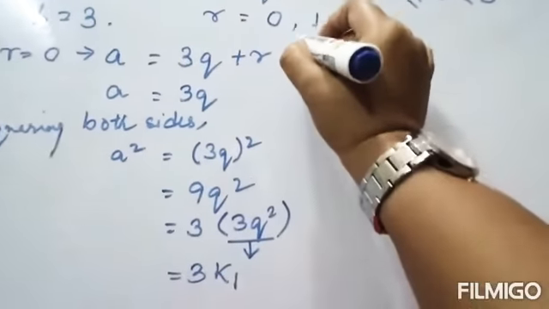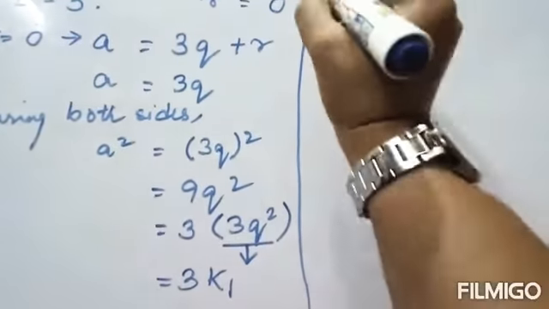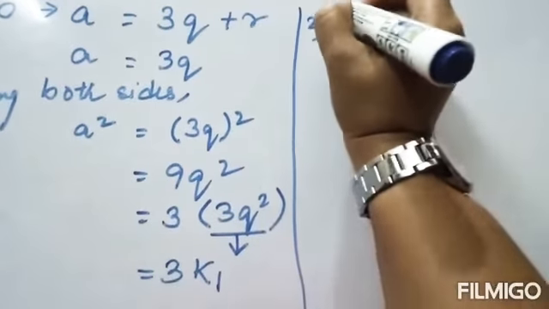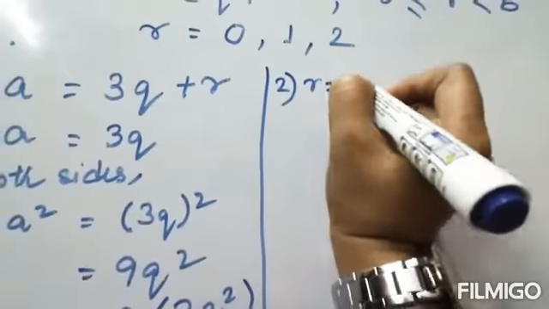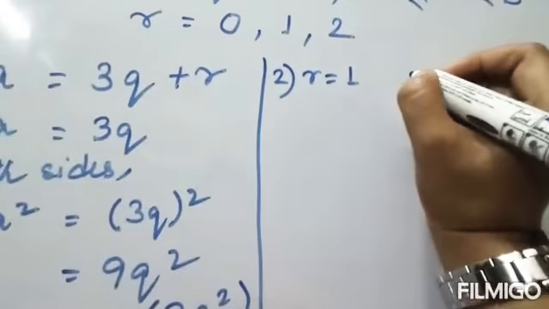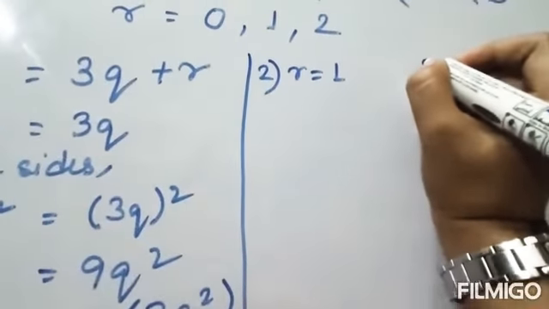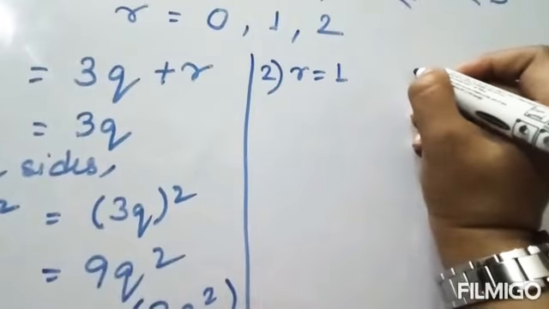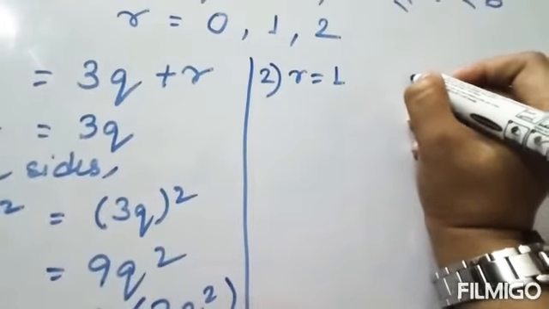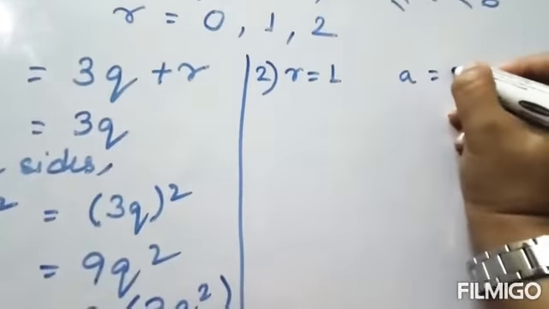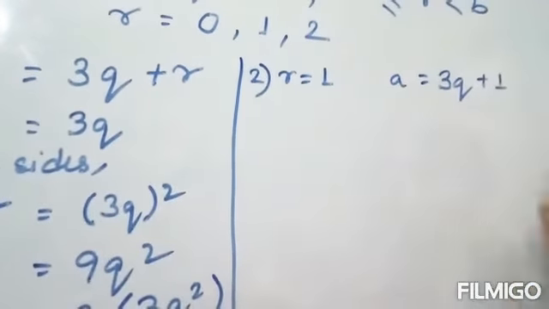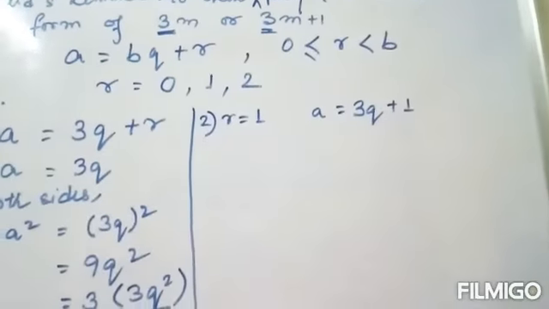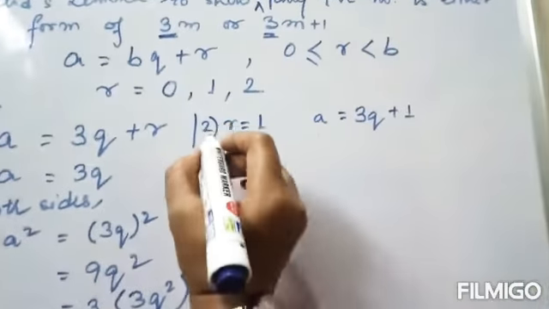Now considering the next one, if the value of r is 1, what will it become? It will be a is equal to 3q plus 1, right? a is equal to 3q plus 1.